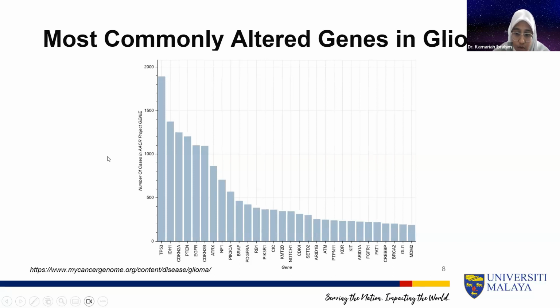Retinoblastoma 1, RB1, is a tumor suppressor gene involved in cell cycle regulation, and alterations of RB1 are observed in a significant portion of GBM cases, which contribute to uncontrolled cell division. And NF1, neurofibromin 1: mutations in the NF1 gene, which encodes the neurofibromin protein, are also found in GBM. NF1 plays an important role in regulating cell growth, and its loss can contribute to tumor development.